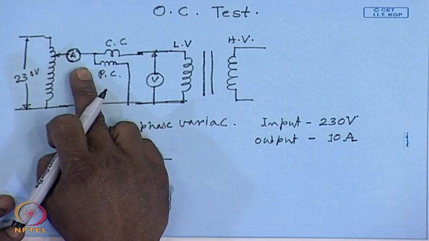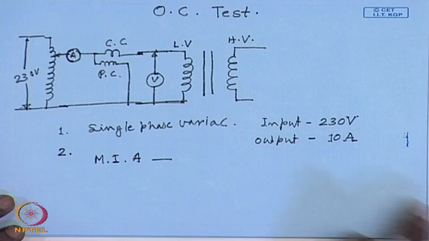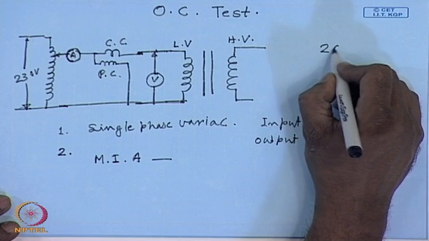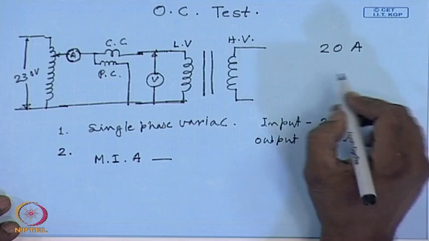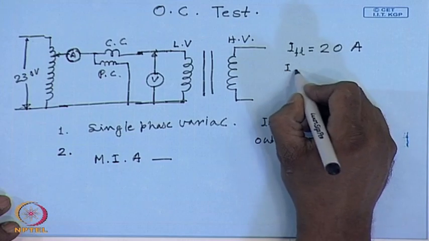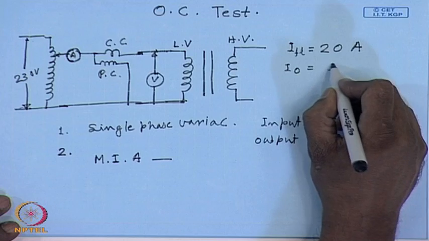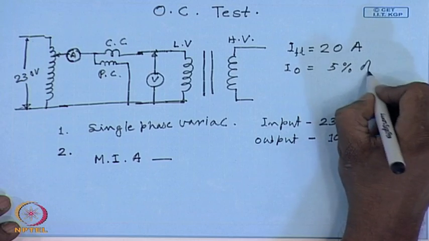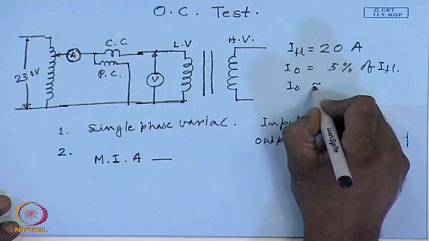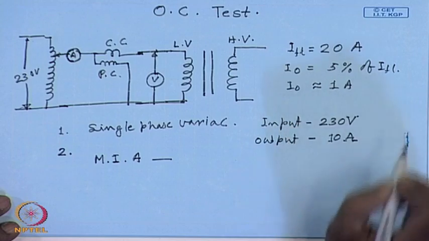As we have already mentioned, the current drawn will be simply the no load current of the transformer. For this particular case, on the LV side, the rated current is 20 amperes, and the no load current I0 is usually within 5% of IFL. So, I0 may be 1 ampere.